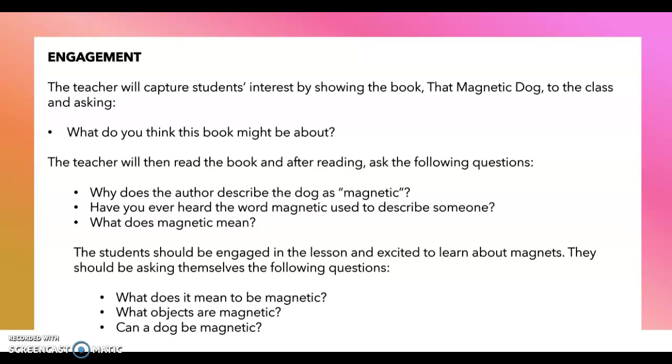Okay, now for the 5 Es. For engagement, the teacher will capture the students' interest by reading the book, That Magnetic Dog, to the class. Some questions can be asked of the students before reading the book. One of them is, what do you think this book might be about? After reading the book, the teacher can ask the following questions. Why does the author describe the dog as magnetic? Have you ever heard the word magnetic used to describe someone? What does magnetic mean?